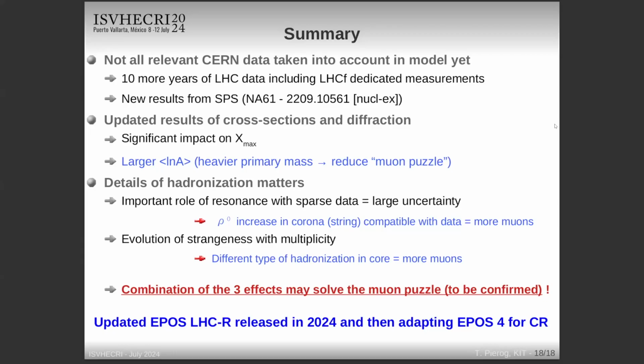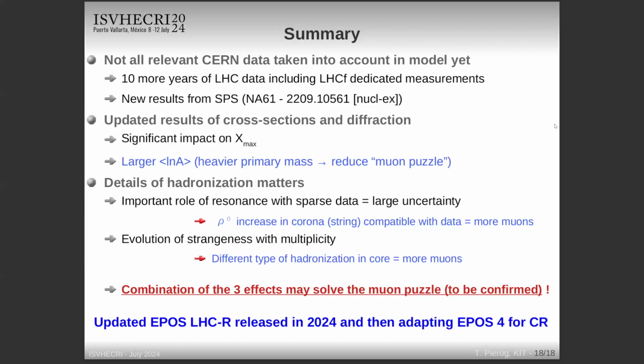Then, if you take into account the fact that you have these rho zero resonances in NA61, but also in other data, then you may get already more muons like this. This has quite some freedom because the data are very sparse, so you can tune a bit like you want here, which is maybe a problem, depending how you see it.